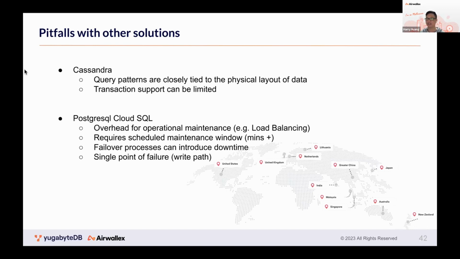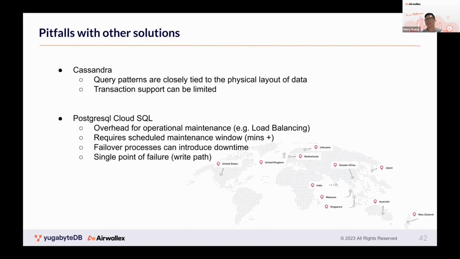And secondly, the transaction support of Cassandra is quite limited. Because of these issues we cannot use Cassandra everywhere, because some of our services are required to deal with complex data integrity. So yeah, we use Postgres for those services at the moment.